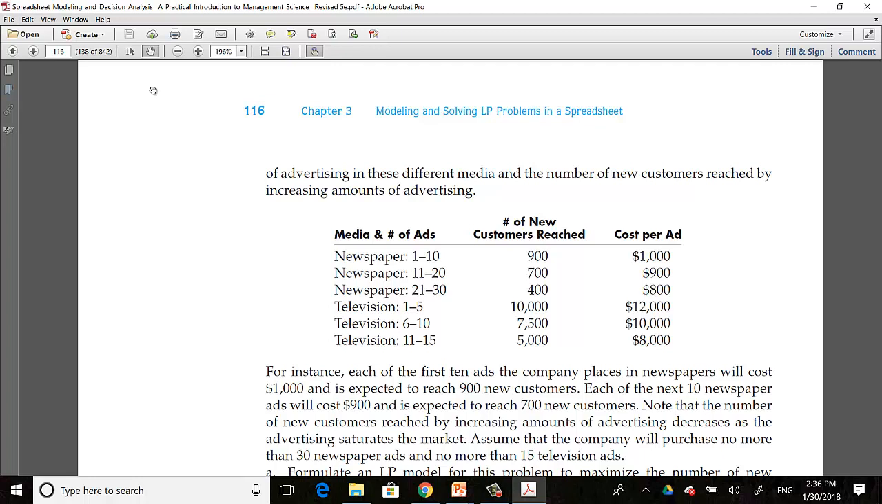Then you can do the simple constraint: budget. That means cost, subject to. So what do you think about that? 1,000.